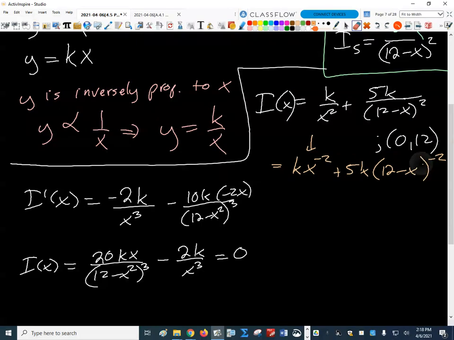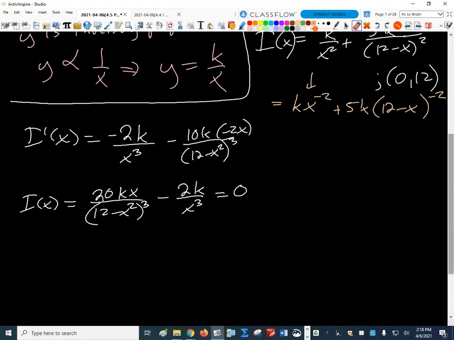Okay, so then, yeah, that's going to change my derivative a little bit, isn't it? So that's going to give me 12 minus x, and then what's the derivative of that? The derivative of 12 minus x is just a -1, right? So then that's going to give me a 10k over 12 minus x cubed, that makes that positive, right? Minus 2k over x cubed.